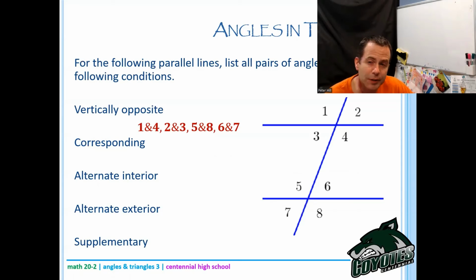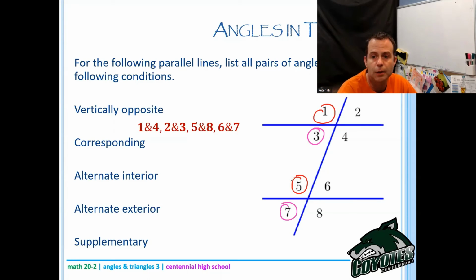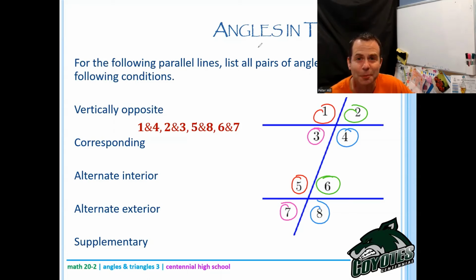If I was corresponding, well, for corresponding, now I'm looking for things in the same spot. So I've got 1 and 5, or I've got 3 and 7, or I've got 4 and 8, or I've got 2 and 6. Okay, so those would be all of my corresponding angles.